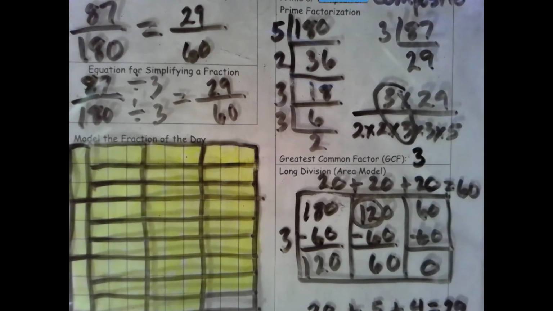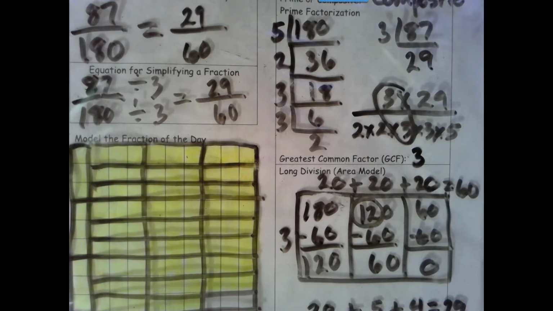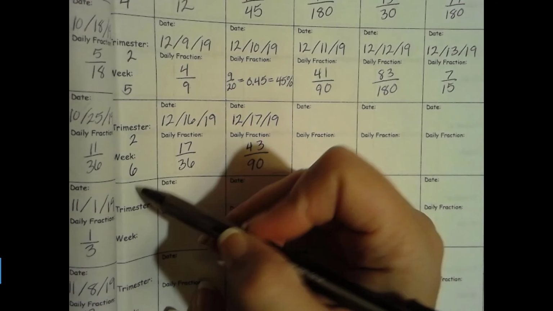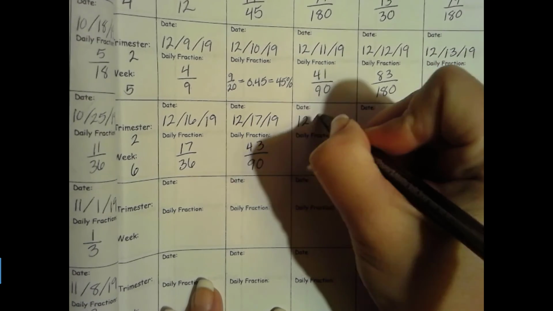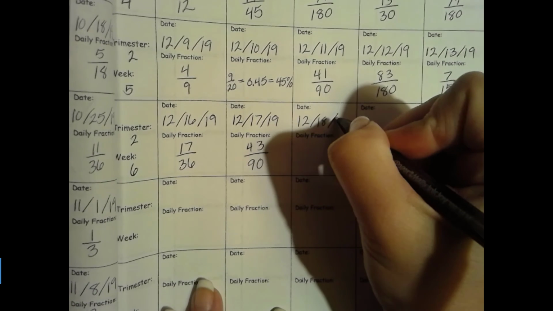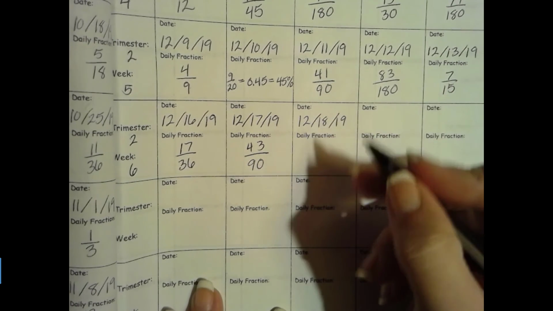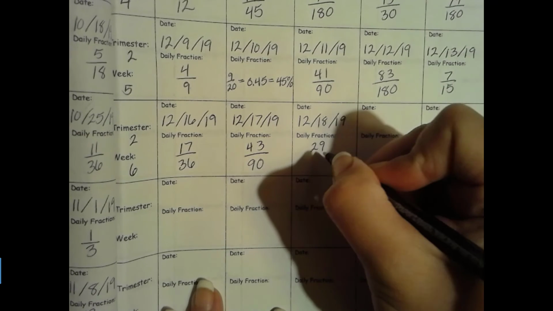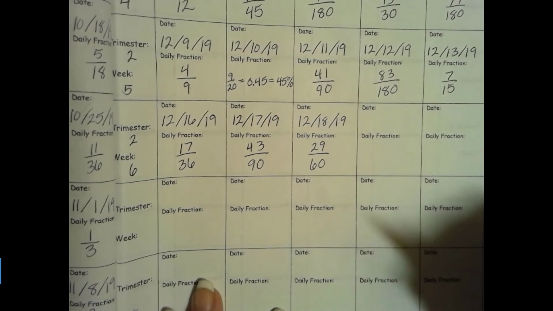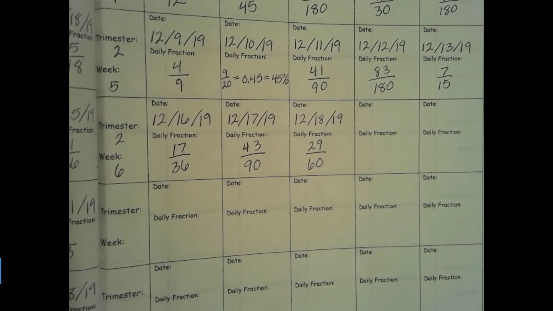All right, now let's go ahead and fill in our data collection page. Okay, we are in trimester 2, week 6. Today is 12/18/19, and our fraction for today is 29/60. Okay, let's go ahead and get out our number line. We did groups of 3.